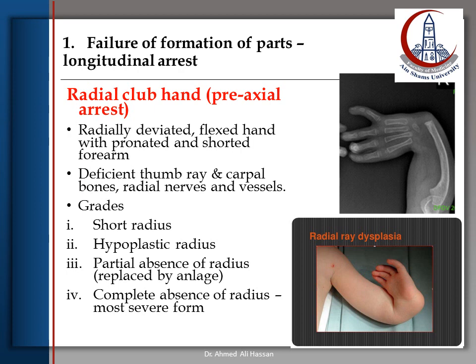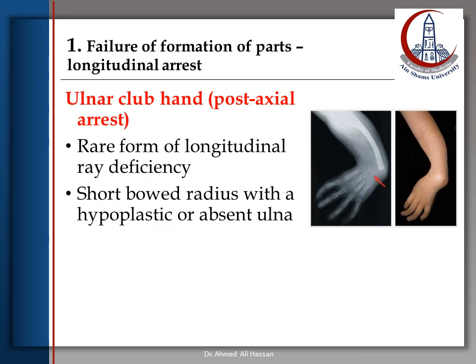Radial club hand, pre-axial arrest, is characterized by a radially deviated, flexed hand with pronated and short forearm, and a deficient thumb is a fixed finding in radial club hand. There is a deficient or hypoplastic thumb ray, and the carpal bones are affected along with the radial nerves and vessels. It is classified into grades: short or hypoplastic radius, partial absence of the radius replaced by fibrous tissue, or complete absence of the radius, which is the most severe form.